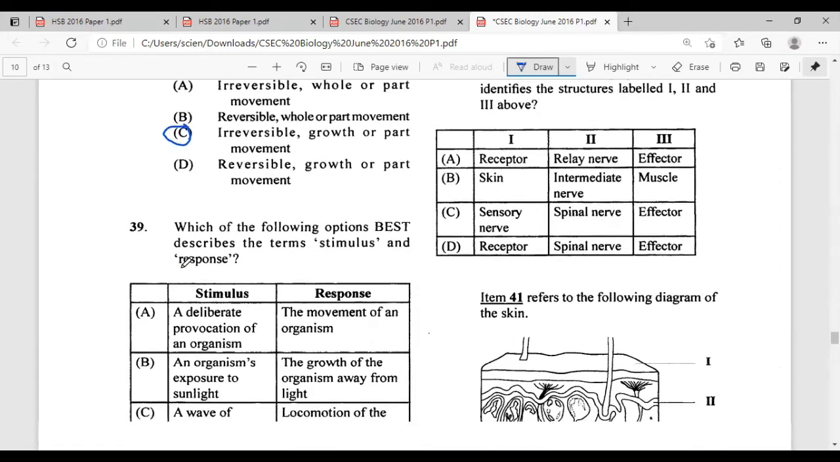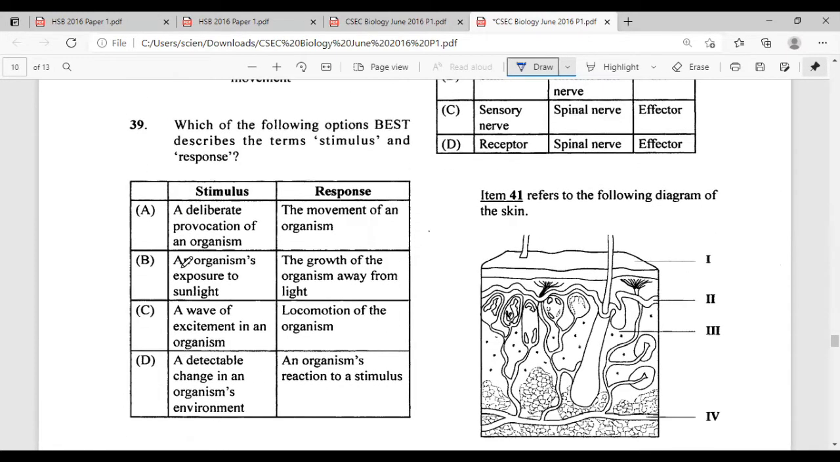39. Which of the following options best describe the term stimulus and response? So before we even get into it, you have to know what you're looking for. So remember, a stimulus is the change in the environment, and a response is whatever action or motion you're going to do whenever you detect that change. All right? So it's the reaction, that's your response to the change, which is the stimulus. So we know what we're looking for now, so we can actually read through and look for the answer.